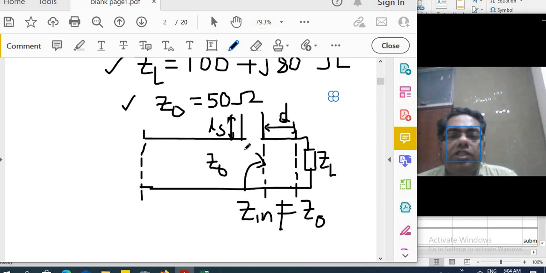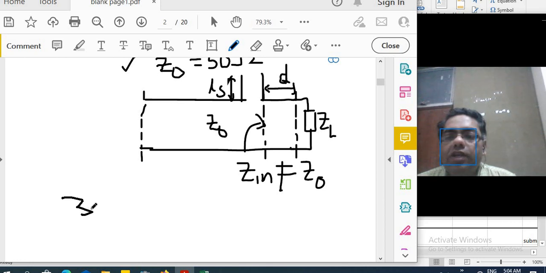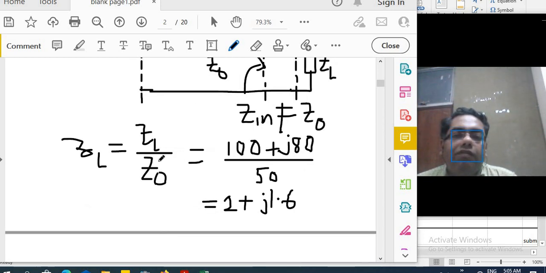If we do it using the Smith chart, the first thing we have to do is find the normalized load impedance. The normalized load impedance is given as small zl, which is equal to ZL divided by Z0. I have to normalize ZL with respect to Z0. If we divide it, we will get 2 plus j1.6.